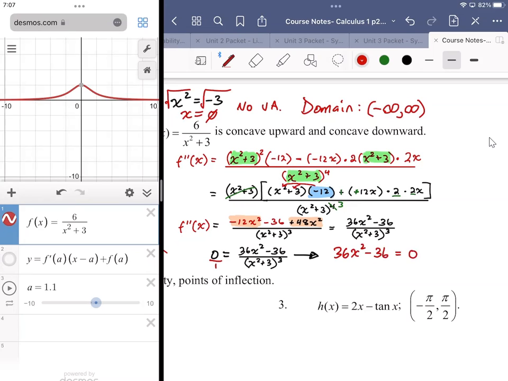Use your favorite method for solving a quadratic in binomial form. I personally like the isolation method. 36x squared is equal to 36. Divide out the 36, you get x squared is equal to 1. Root both sides. And you get x is equal to plus or minus 1. Right?